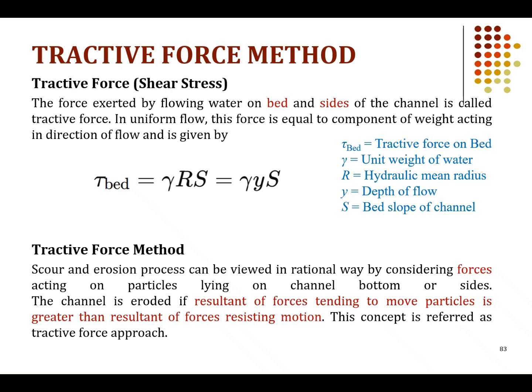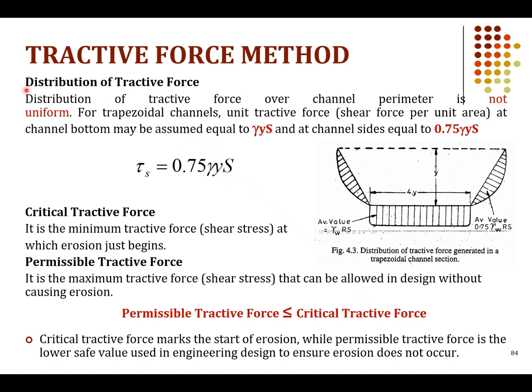Okay, let's move forward. Let's talk about the distribution of tractive force. Now, the tractive force is different at the bed and on the sides. For the bed, the tractive force is gamma y into s, as we saw on the previous slides. But on the sides, because of the angle, the tractive force is less. The distribution is parabolic, but the average tractive force on the side is 75% of the tractive force at the bottom, 0.75 gamma y into s.